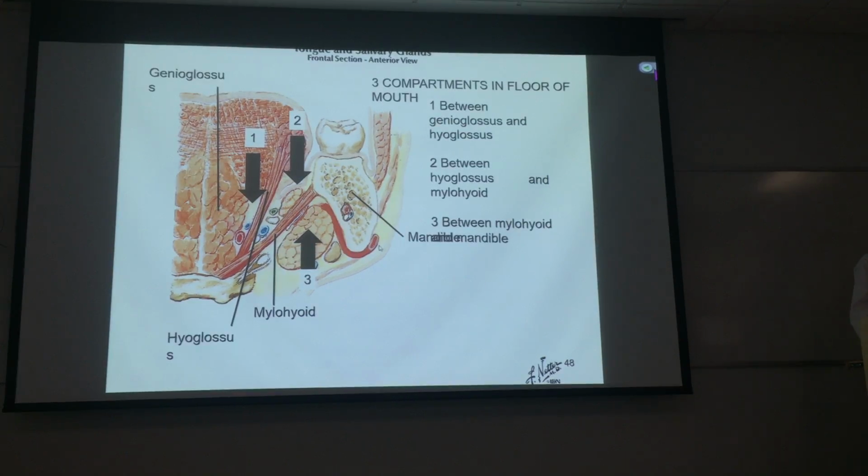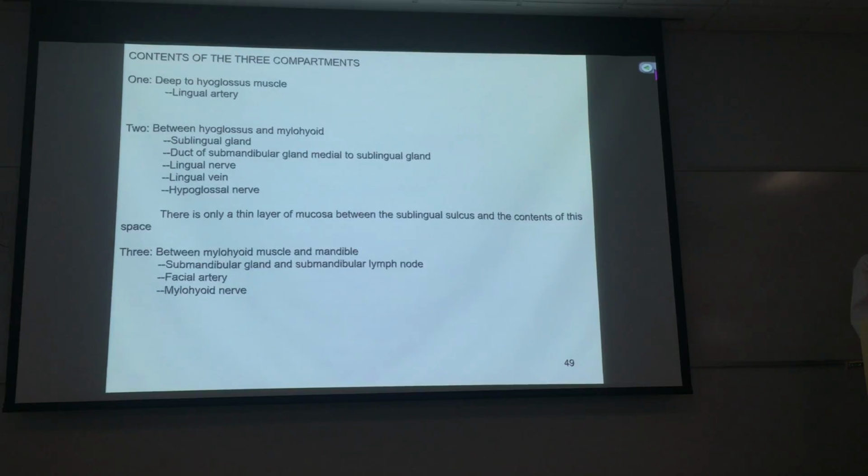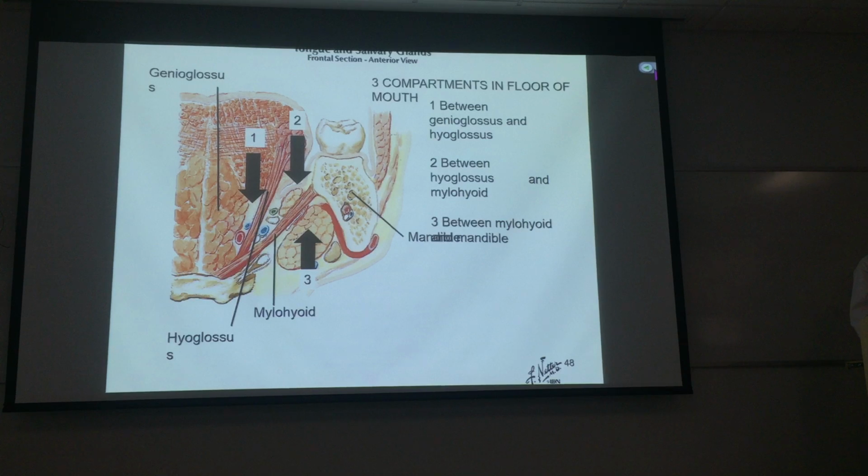So I think many of you heard me say this. If you know anything for sure, know this slide and the next one about these compartments. So this would be mylohyoid. Here's hyoglossus. So there are these three compartments. And I know this kind of got messed up when I copied it. There's one over here between genioglossus of the tongue and hyoglossus. This is where the lingual artery is.